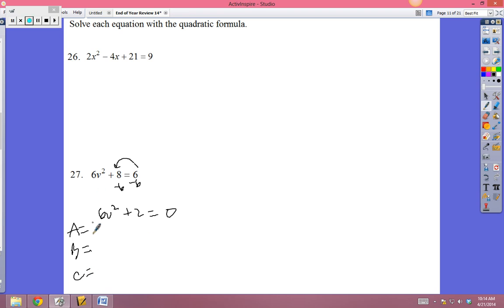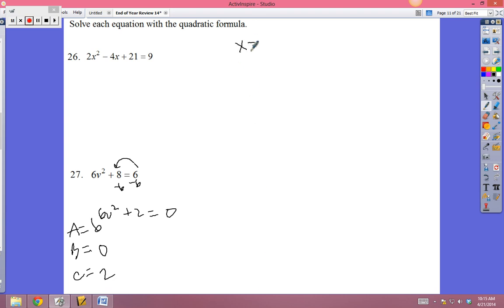A is how many squares you got, A is 6. B is how many x's you got, and there are none, so B is going to be 0. And C is the constant, C is the number all by itself, so C is going to be 2. So A is 6, B is 0, C is 2. Now let's start plugging them into the formula.